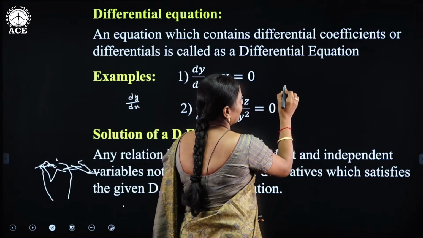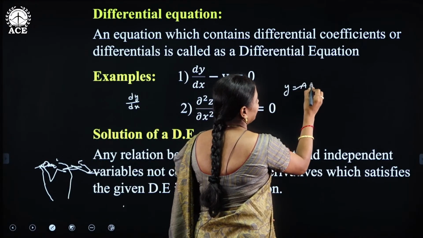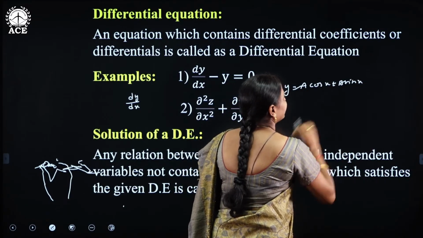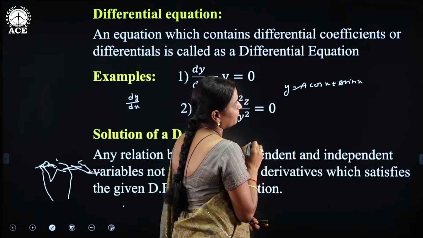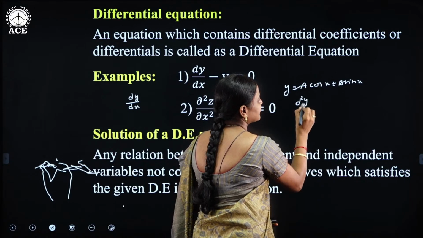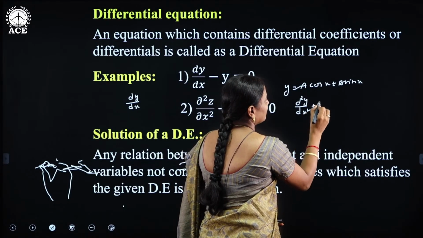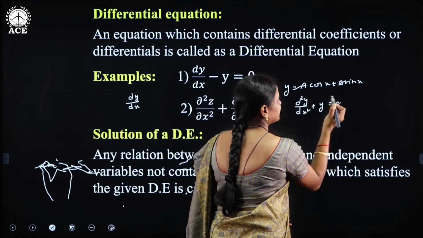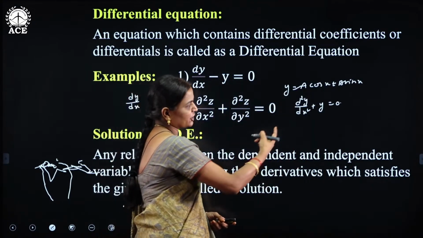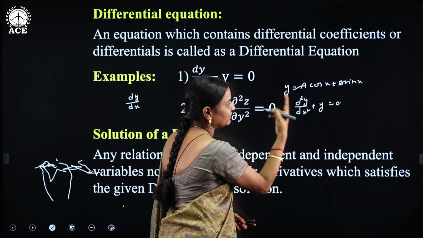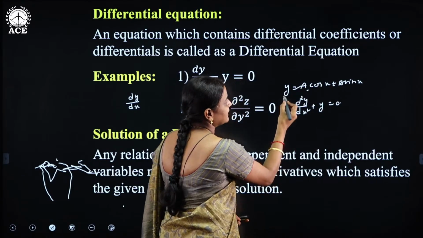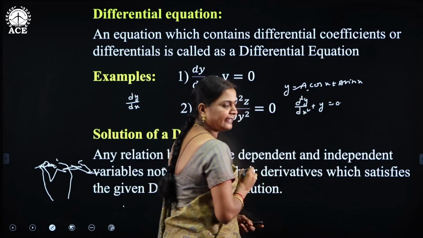Suppose we take y equal to a cos x plus b sin x. This is the solution of the differential equation d square y by dx square plus y equal to 0. This is a second order differential equation, and the solution y equal to a cos x plus b sin x is the relation between the dependent and independent variable.